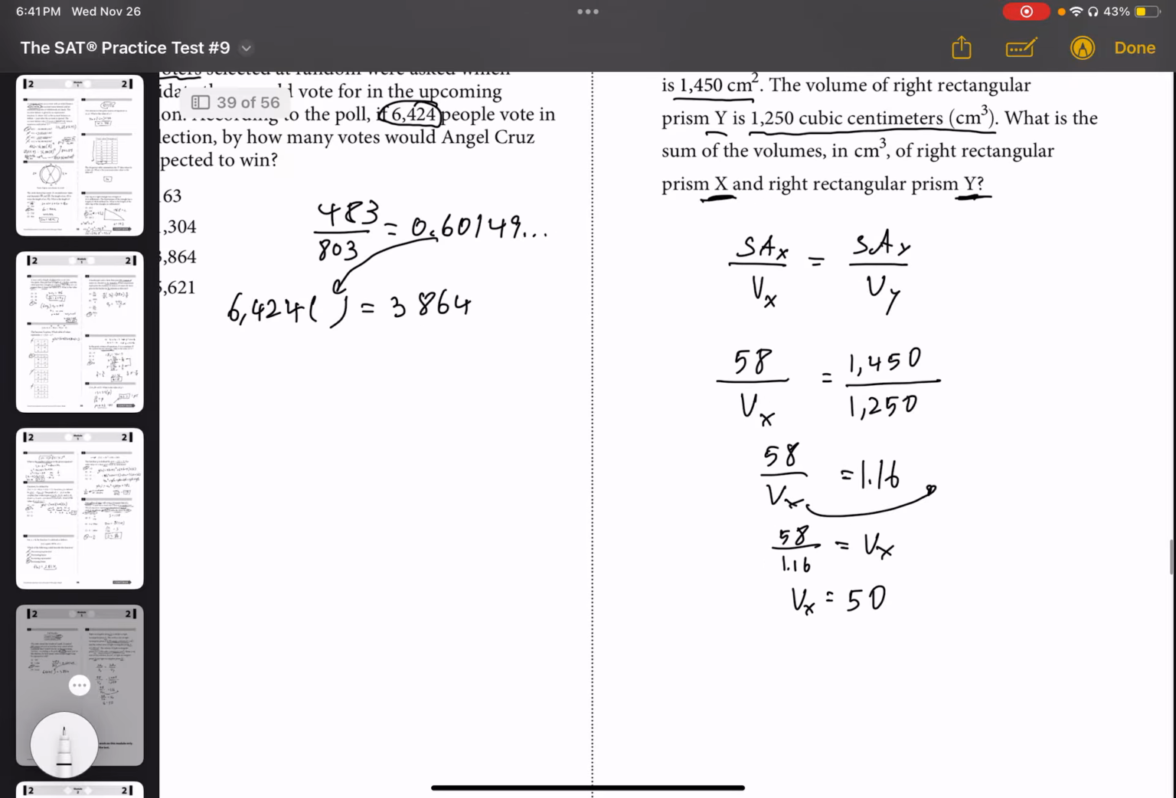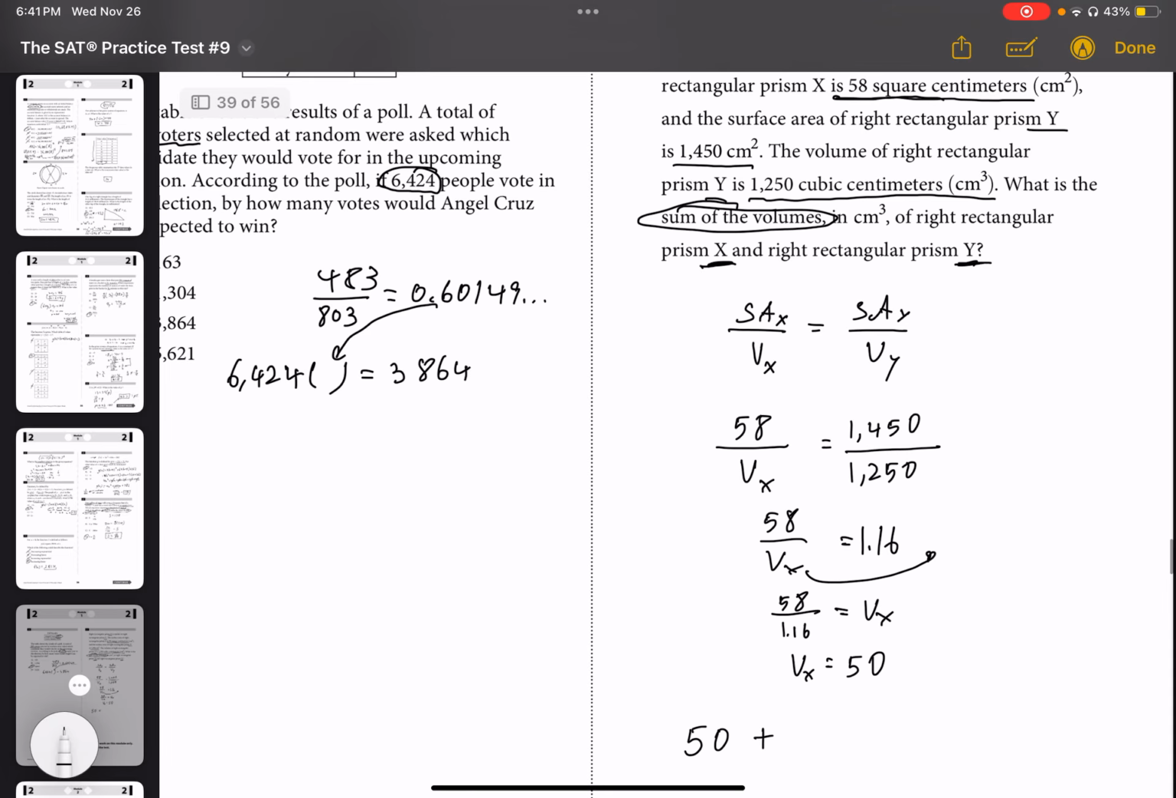So it's asking for the sum of the volumes. So we have 50 as the volume of X plus, given in the problem, 1,250 for the volume of Y, which is going to give you an answer of 1,300.